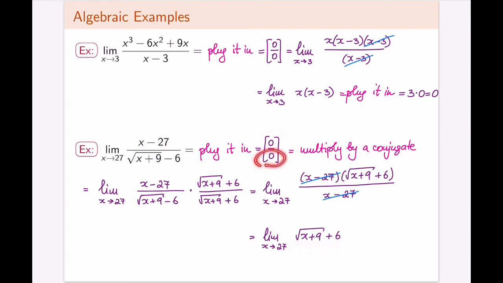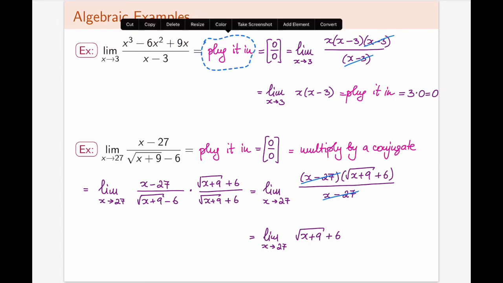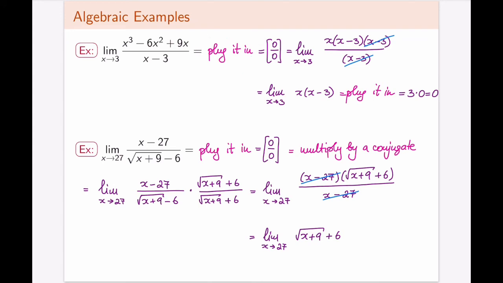So I can't possibly have 0 on the bottom, much like in the example above. So that means I have to once again try to plug it in and see if my situation has in fact improved, which I believe it has because of the absence of the denominator. If I plug it in, what do I get? 27 goes in for x, so I'm going to get the square root of 27 plus 9, plus 6.